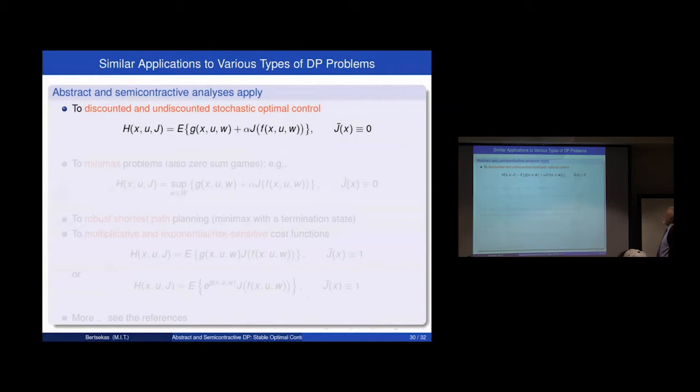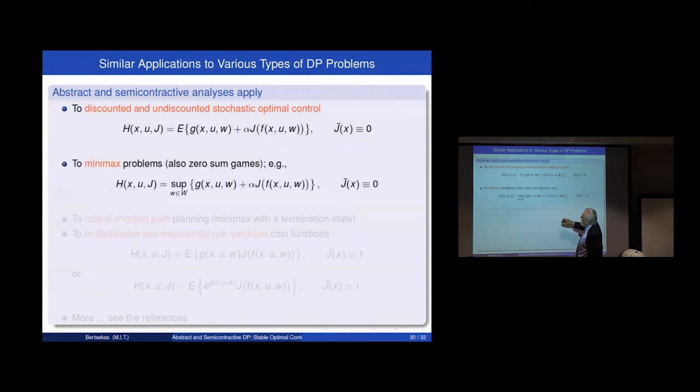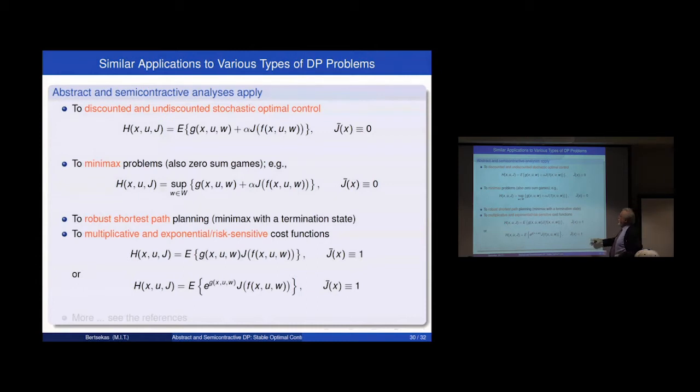Now there are similar applications to various other types of dynamic programming problems. Discounted and undiscounted stochastic optimal control, minimax problems involving maximization over disturbance, robust shortest path planning. This is an area where I have done some work and applied semicontractive ideas, which is minimax shortest path problems, multiplicative cost problems, where the Bellman equation mapping is like this. Here J bar is identically 0, the terminal cost. Here the terminal cost is 1, identically 1. Okay? So you start from 1 and the cost accumulates multiplicatively over an infinite horizon.